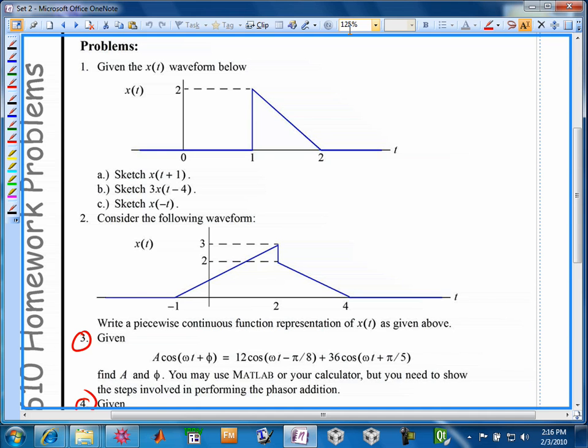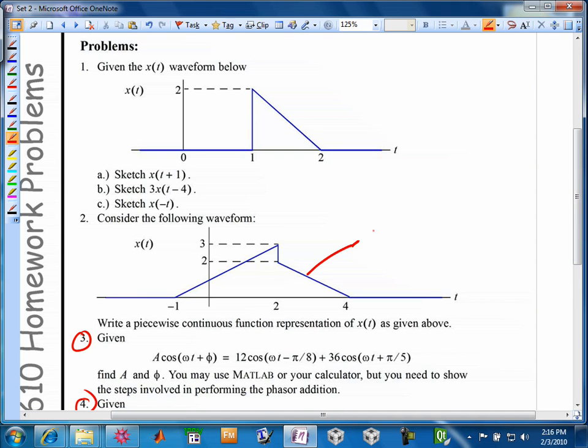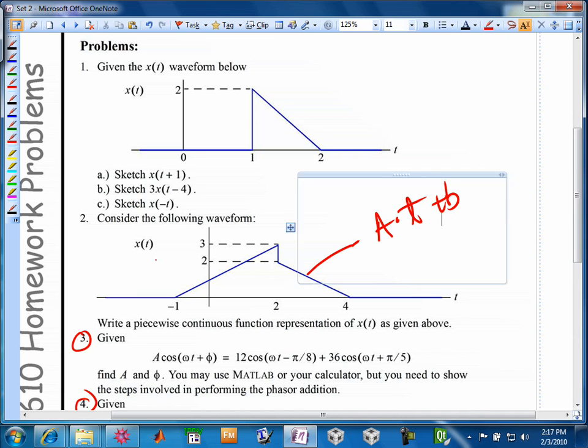Problem 2 is just the piecewise thing. And remember, I talked about how you just have to find the equation for the lines, those 2 segments. So you'll be finding an AX plus B type of thing here, or in terms of the terminology, it's A times T plus B. And likewise, you have the equation for that line. That'll be part of the piecewise solution.